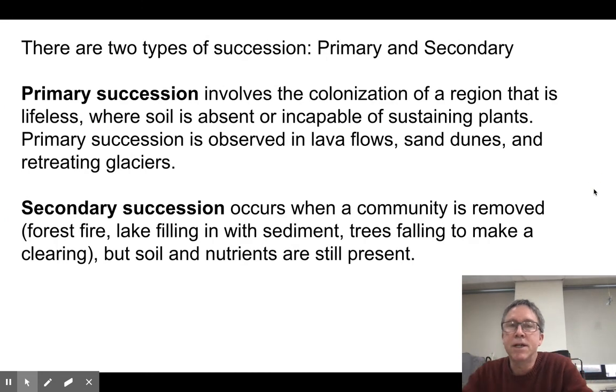All right, almost done here. There's two types of succession. There's what we call primary succession, and then there's secondary succession.